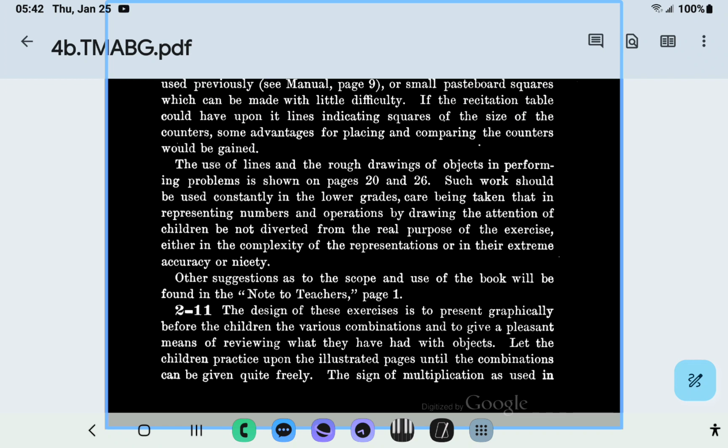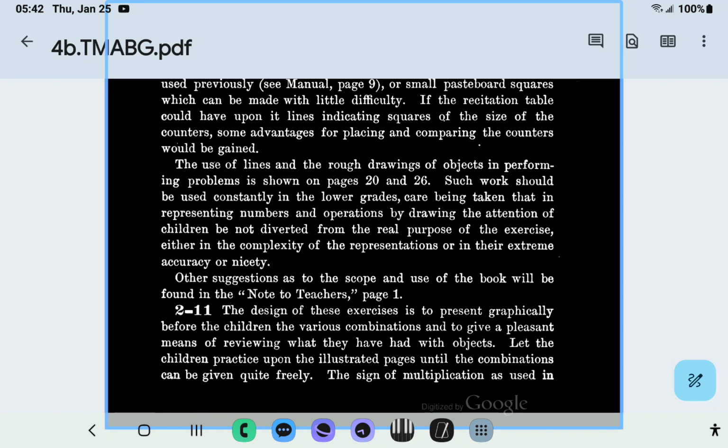Other suggestions as to the scope and use of the book will be found in the note to teachers, page 1. 2 to 11. The design of these exercises is to present graphically before the children the various combinations and to give a pleasant means of reviewing what they have had with objects. Let the children practice upon the illustrated pages until the combinations can be given quite freely.